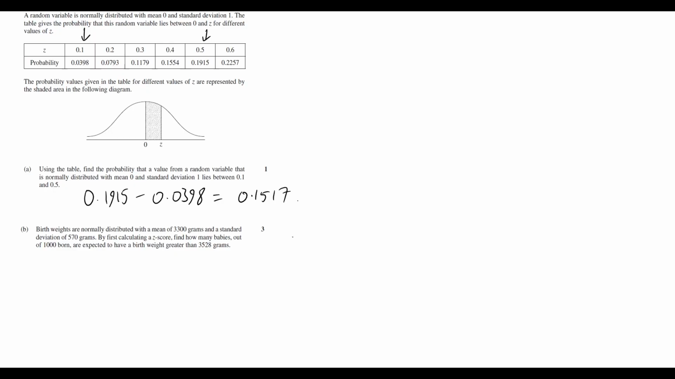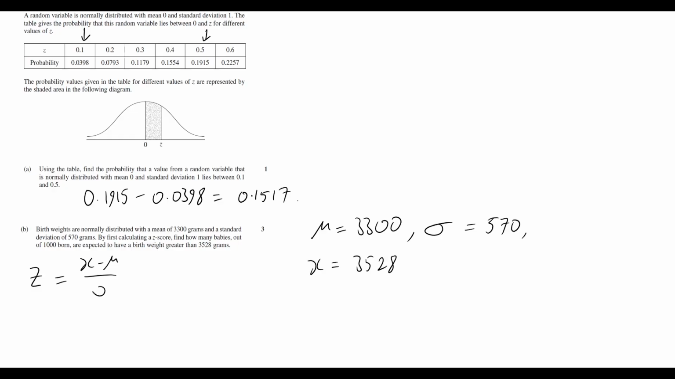Okay, so let's quickly write down what we know. We were given the mean is 3,300. We know sigma, the standard deviation, is 570. And now we're looking at the value of x equals 3,528. So let's quickly figure out the z-score here. Remember, the z-score formula is x minus mu all over sigma. Filling that in, we get 3,528 minus 3,300, all divided by 570. And that leaves us with a z value of 0.4.